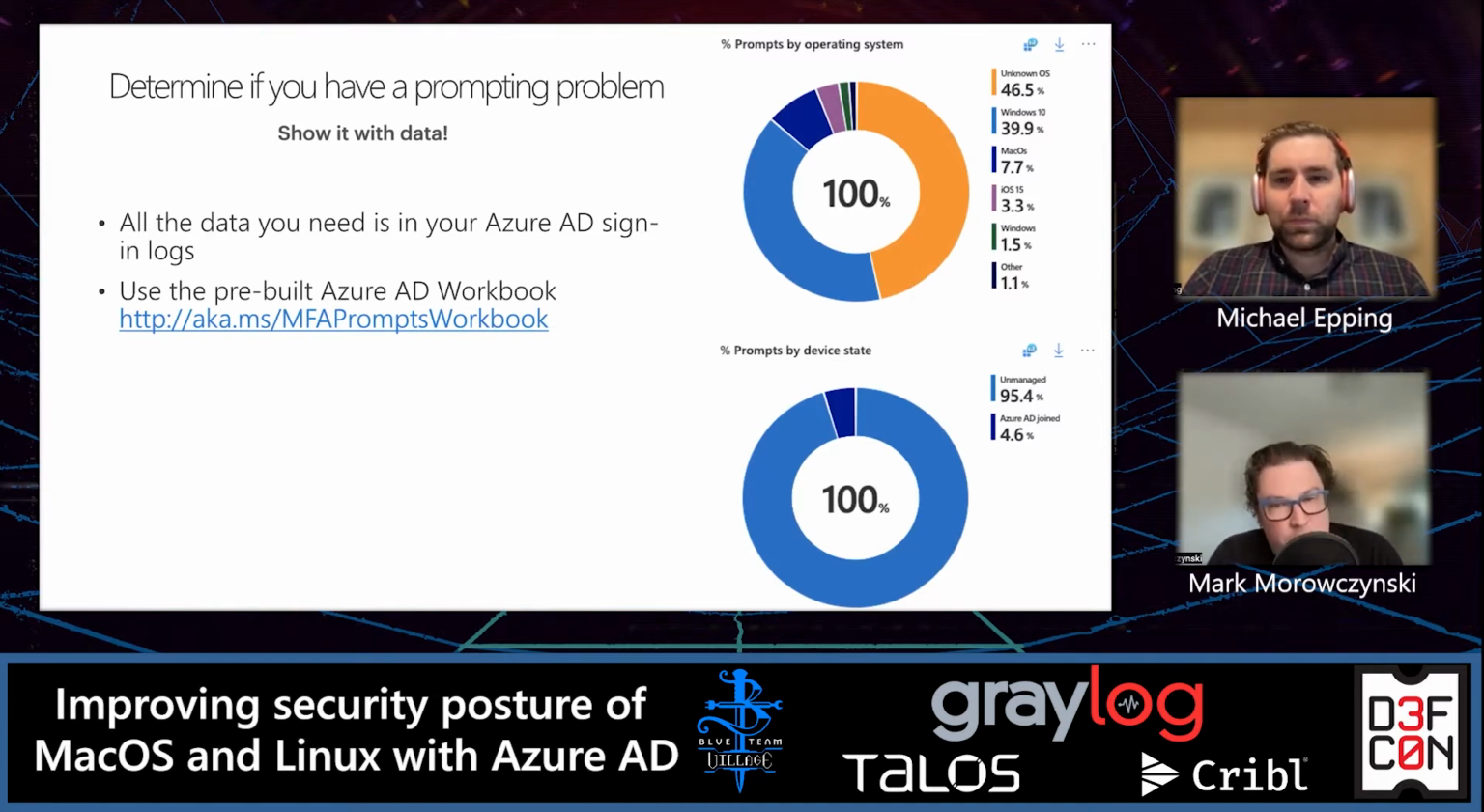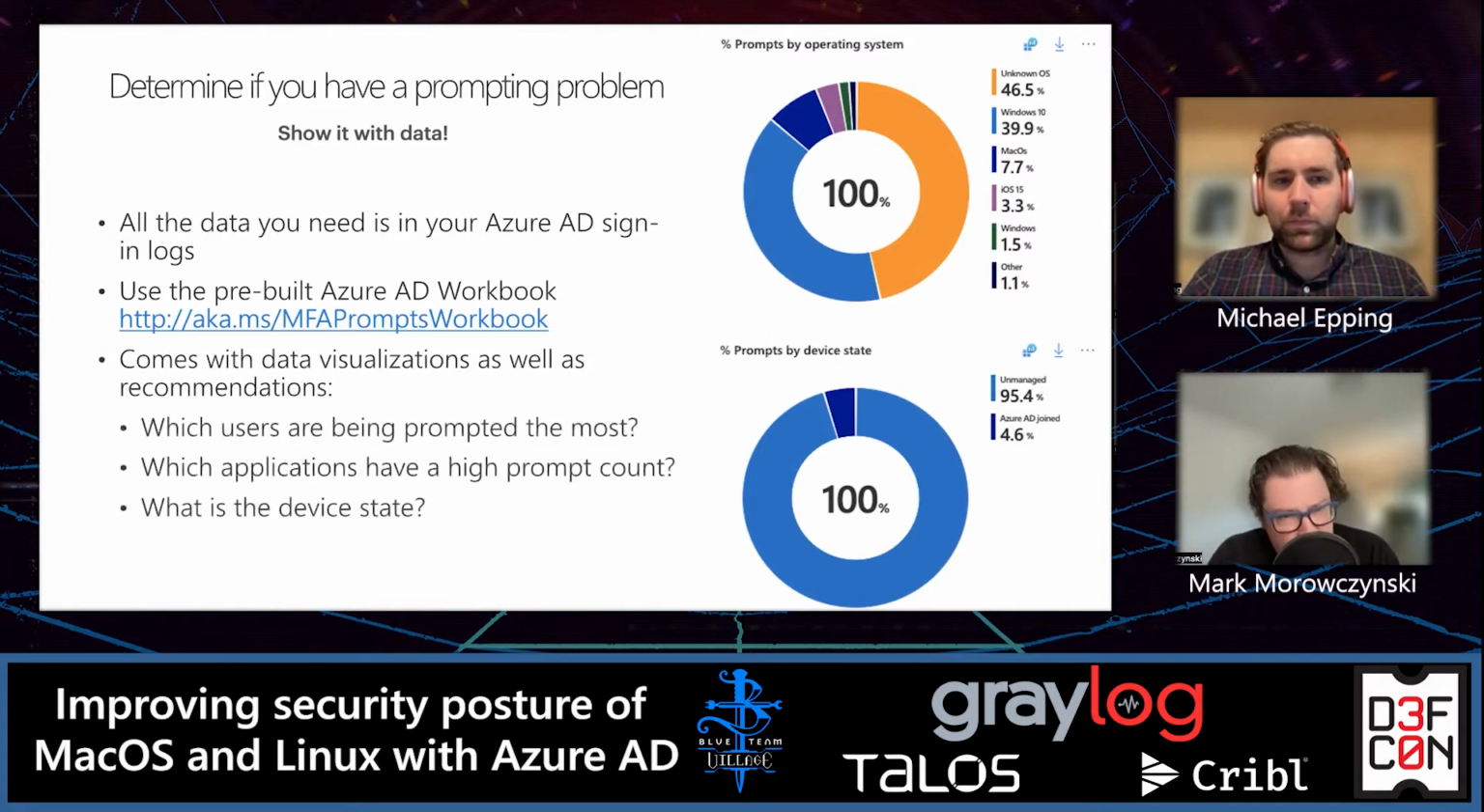Now in this workbook, we will show you lots of different things. The first thing you can see is which of your users are being prompted the most. And this can be a very eye-opening experience for some customers. We'll also show you the average amount of prompts that you're getting in your environment, as well as what are the applications that have a very high prompt count. We've had customers that find that their applications are actually misconfigured, and it's actually causing more prompts than really needed. So you'll see all this type of stuff in there.